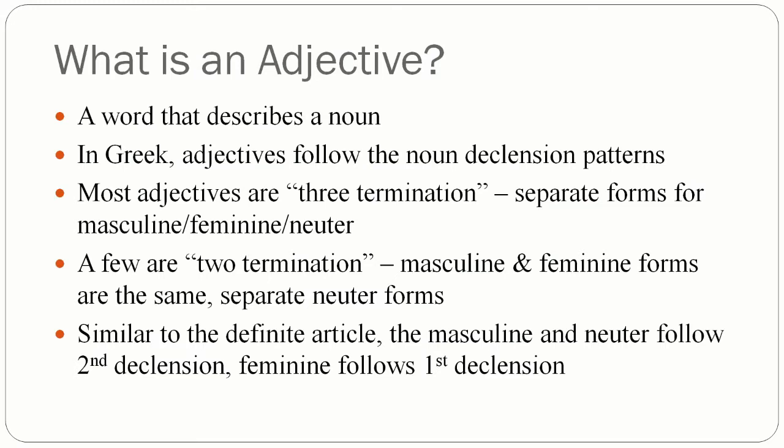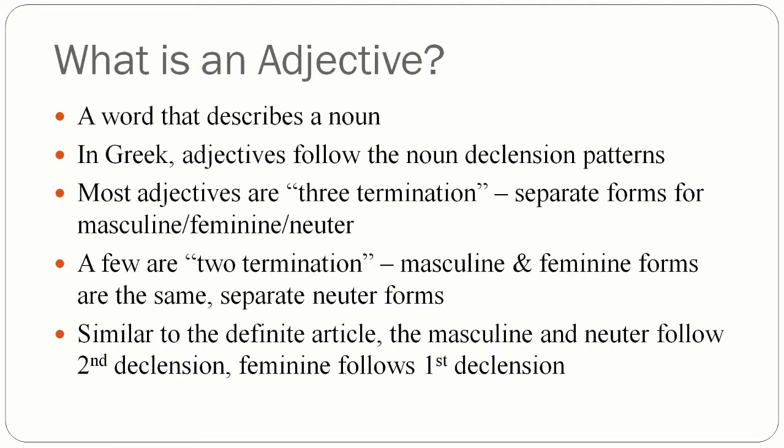First of all, what is an adjective? What exactly does that mean? At its most basic, an adjective is a descriptive word. It describes a noun or any other substantive, really. In Greek, adjectives follow the same kind of declension patterns that nouns do.